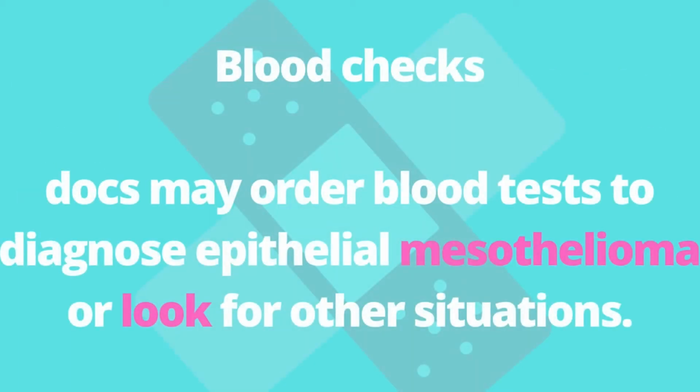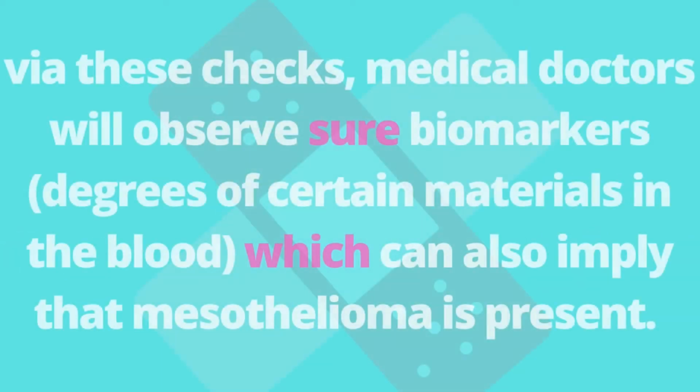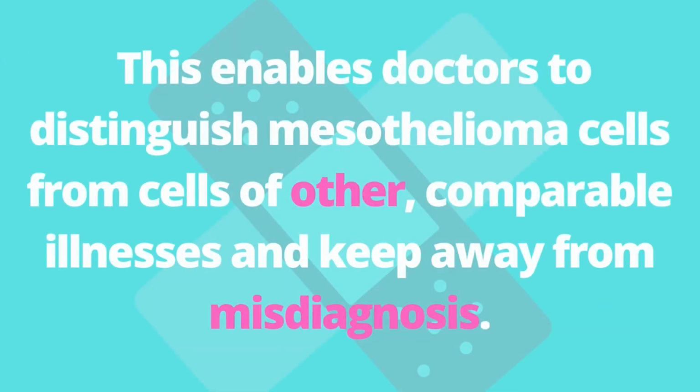Blood tests. Doctors may order blood tests to diagnose epithelial mesothelioma or look for other conditions. Through these tests, doctors will look for certain biomarkers that may indicate that mesothelioma is present. This helps doctors distinguish mesothelioma cells from cells of other similar illnesses and avoid misdiagnosis.